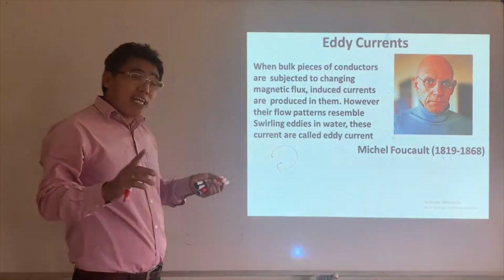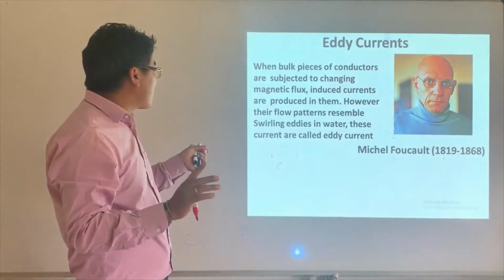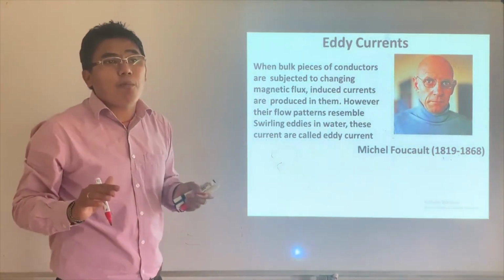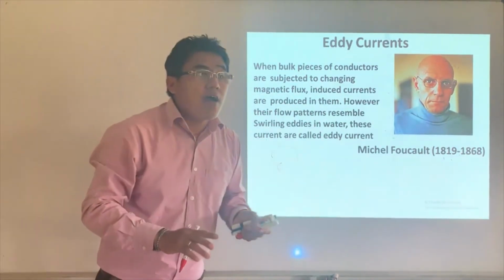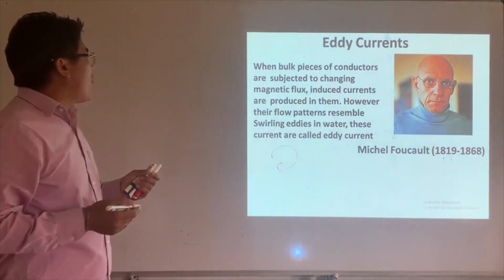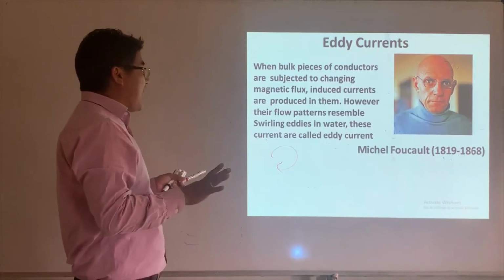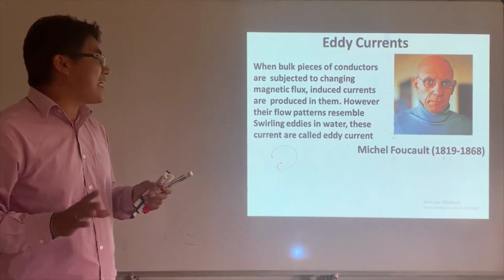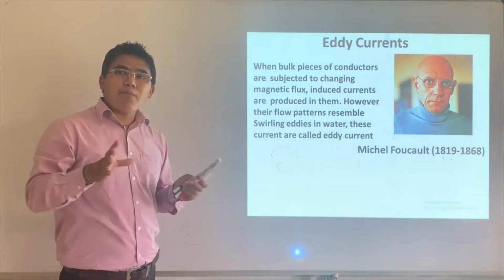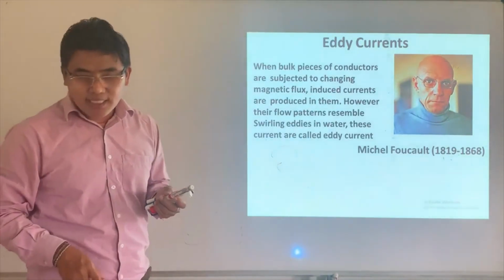Likewise, the direction or pattern of the flow of current resembles what we call a swirling eddy. Therefore, this current is what we term eddy current. Whenever we talk about eddy currents, the current is induced in a bulk metal piece. So, when a bulk piece of conductor is subjected to changing magnetic flux, induced currents are produced in it. However, their flow pattern resembles a swirling eddy in water, and these currents are called eddy currents. Eddy is the type of motion, so the direction of current is like an eddy. Therefore, we call it eddy current.